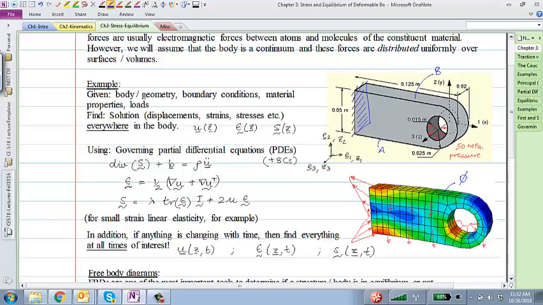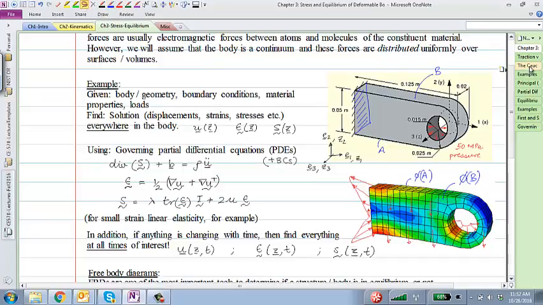After the deformation, the body will take the configuration phi of B. Phi is the deformation map. Phi acts on the undeformed body B to take it to phi of B. Similarly, phi of A would be the deformed surface area, the deformed boundary of that body.